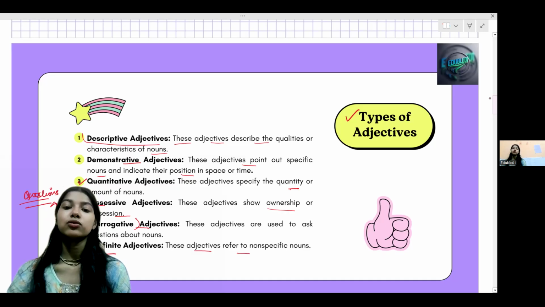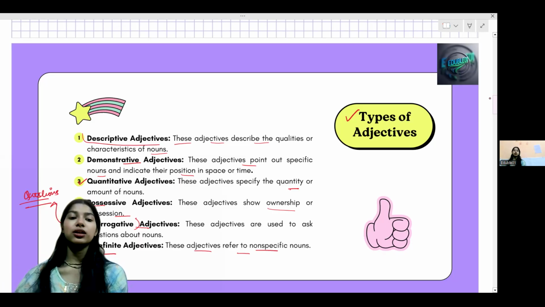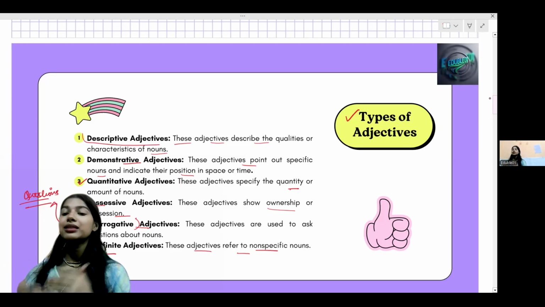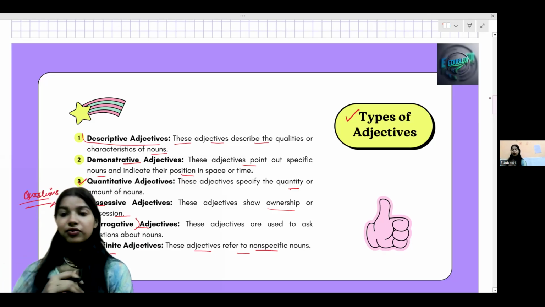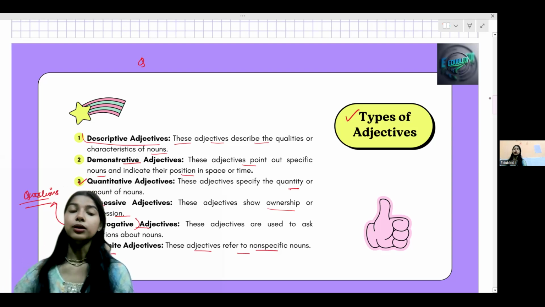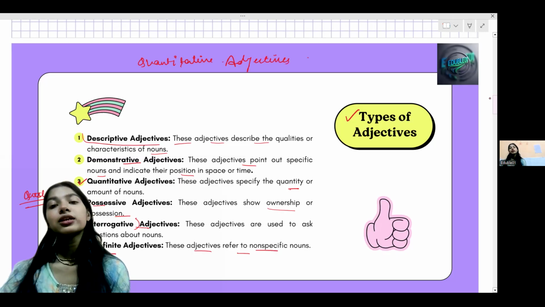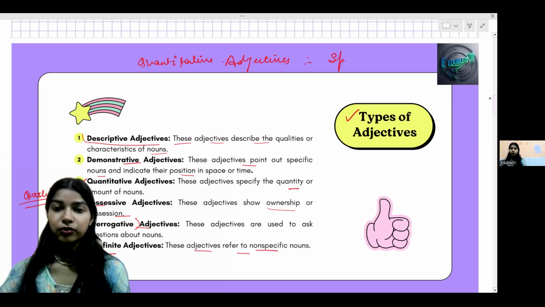These are the adjectives that refer to non-specific nouns. See, for a quantitative adjective and an indefinite adjective, that is the major difference between both of them. That quantitative adjective, if I'm going to write over here on the board, quantitative adjective tells us about the specific amount. Tells us about the specific amount. Okay.